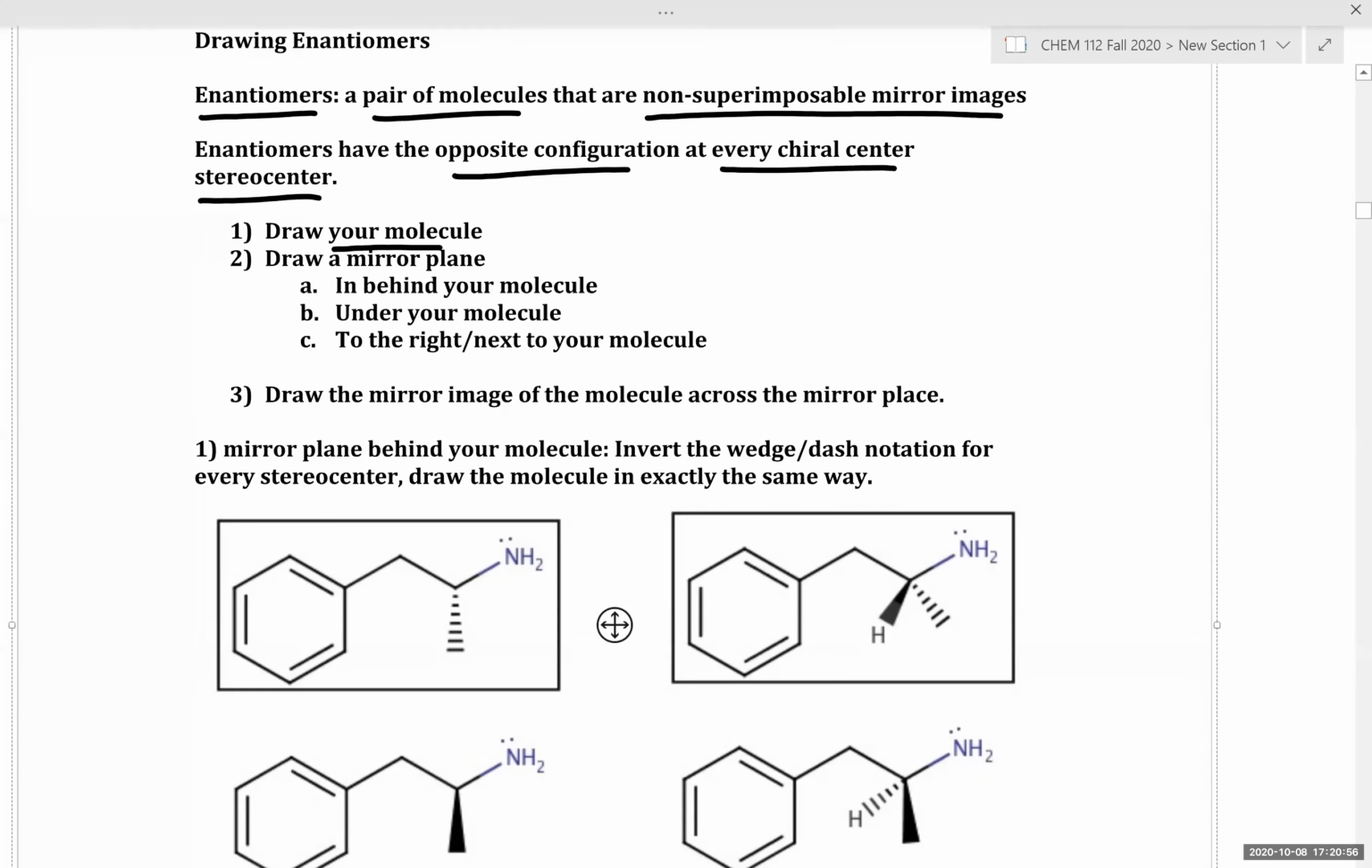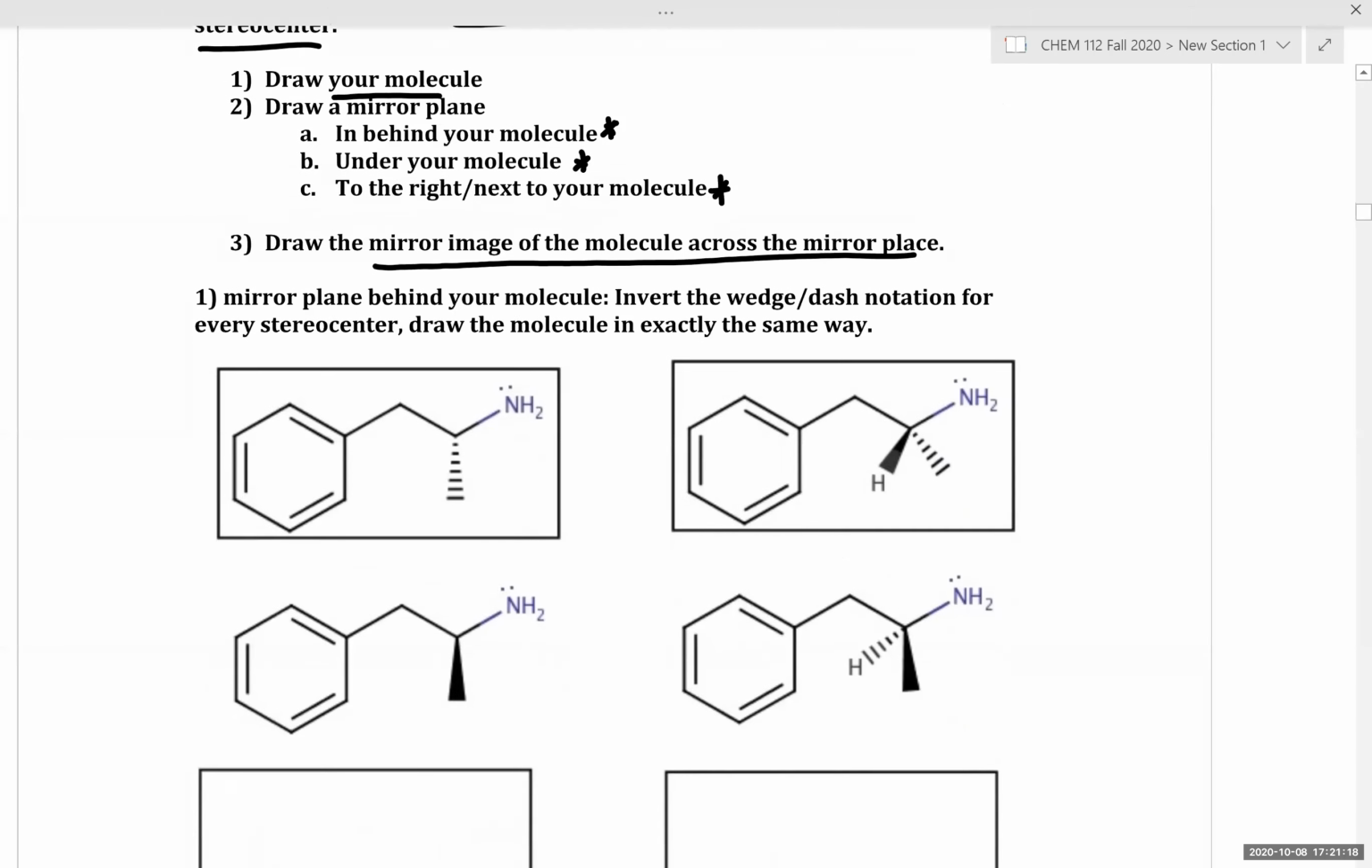First, you draw your molecule, then you can draw a mirror plane behind your molecule, under your molecule, or to the right of your molecule. Now, all you have to do then is draw the mirror image of the molecule across the mirror plane. So for example, if you're looking at the mirror plane behind your molecule, you're going to invert the wedge dash notation for every stereocenter, and you're going to draw the molecule in the exact same way.